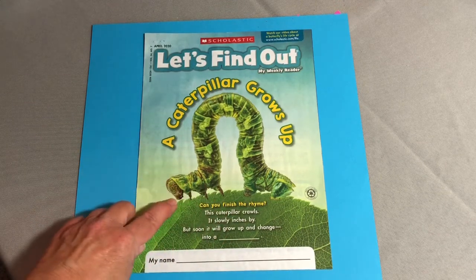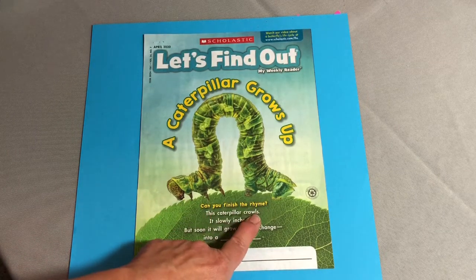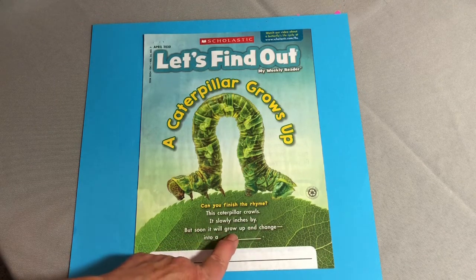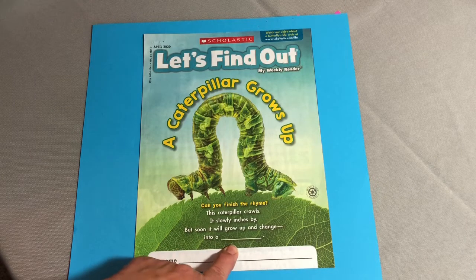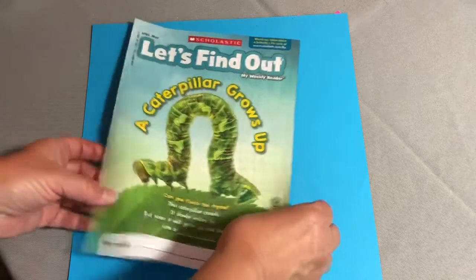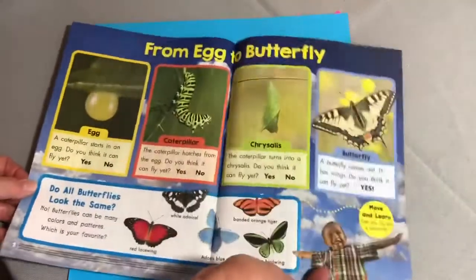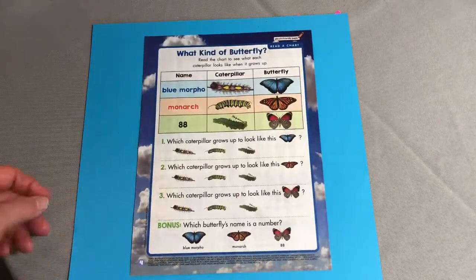This is about a caterpillar. Can you finish this rhyme? This caterpillar crawls, it slowly inches by, but soon it will grow up and change into a butterfly. So this one is all about the changes that this caterpillar is going through. So go to your Let's Find Out online resources and do this online and have fun with it.